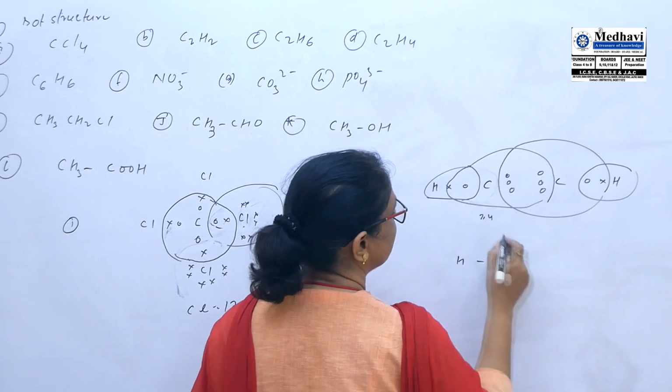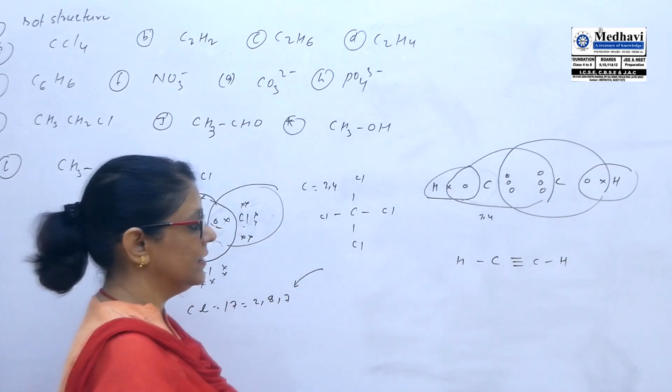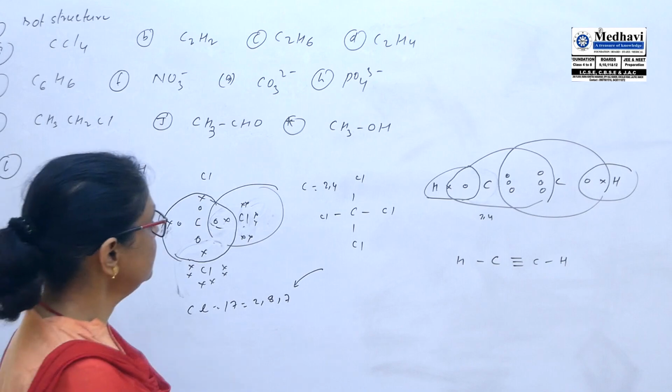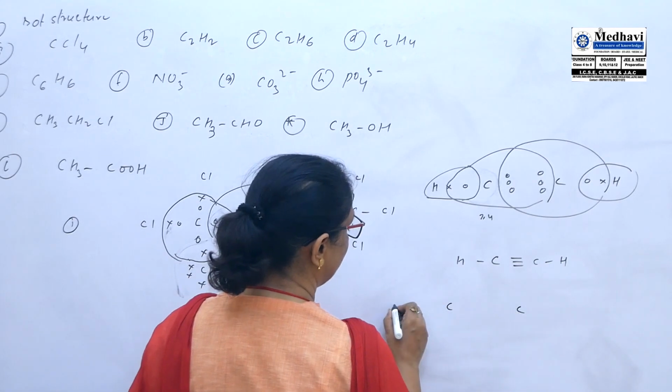For 2 electrons, single bond; for 6 electrons, triple bond. Like this we can draw ethyne. For ethane, each carbon will carry 3 hydrogen.